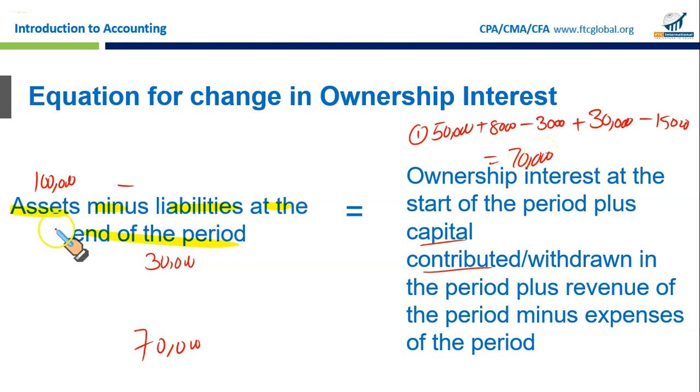So the net balance is $70,000. So the assets minus liabilities at the end of the period is equal to the opening capital, or the opening owner's equity or ownership interest, plus any addition made by the owner in the form of additional capital, less any drawings, plus revenue generated by the business less expenses, and this should be equal. This should always be the case at any point in time. This equation has to be balanced. If it is not, you should not be studying accounting in the first place.